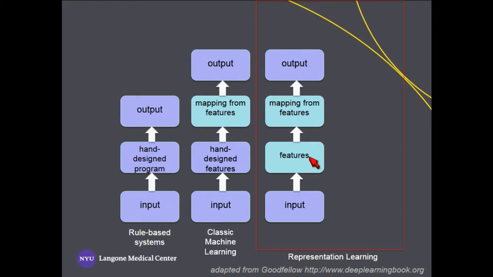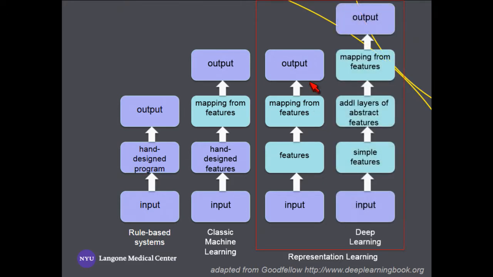So we have an input, we map to some kind of latent or other representation of the input, and then we try to map from those features what we think the output should be. And then you could have multiple layers where you have simple features first, and then sort of more complex features, and then finally the output. And when you have multiple layers, that's called deep learning.